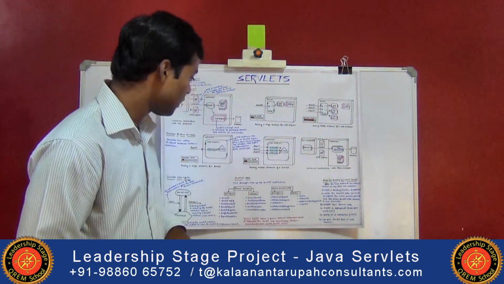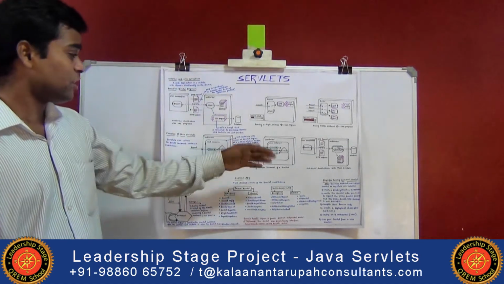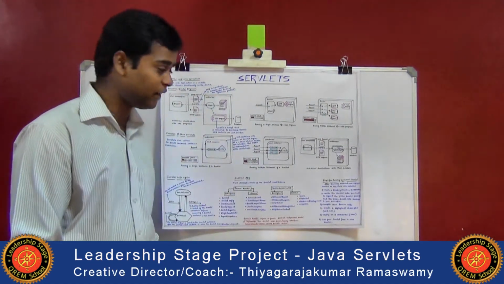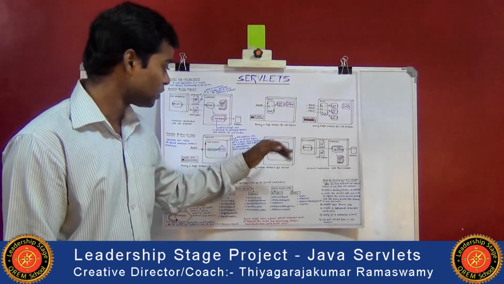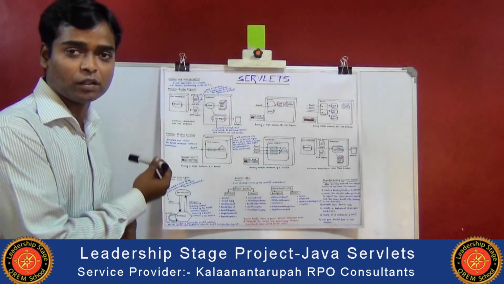So this figure shows multiple instances running. For each request, it will create a separate thread. After that, it goes to the servlet container and responds back to the browser.